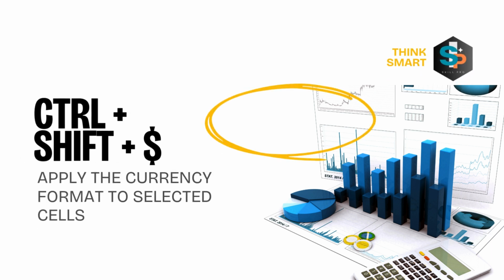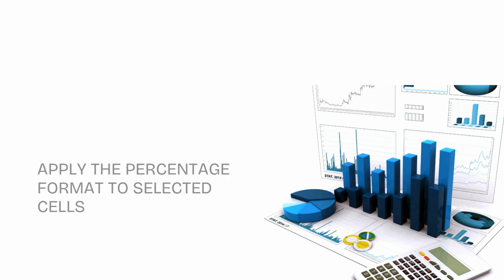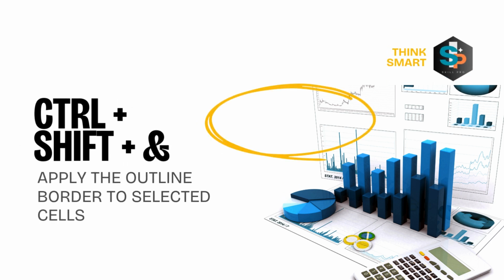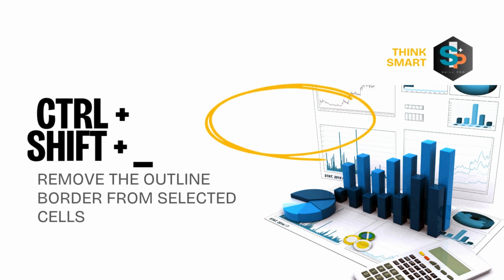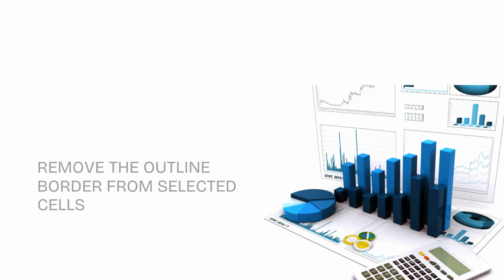Ctrl-Shift-Dollar to apply the currency format to selected cells. Ctrl-Shift-Percentage to apply the percentage format to selected cells. Ctrl-Shift-And to apply the outline border to selected cells. Ctrl-Shift-Underscore to remove the outline border from selected cells.